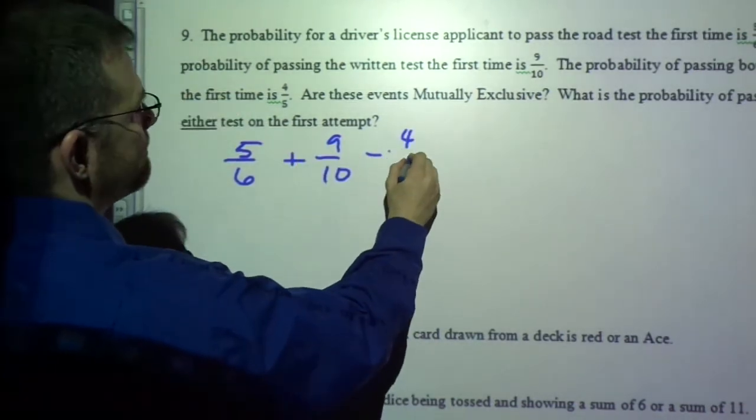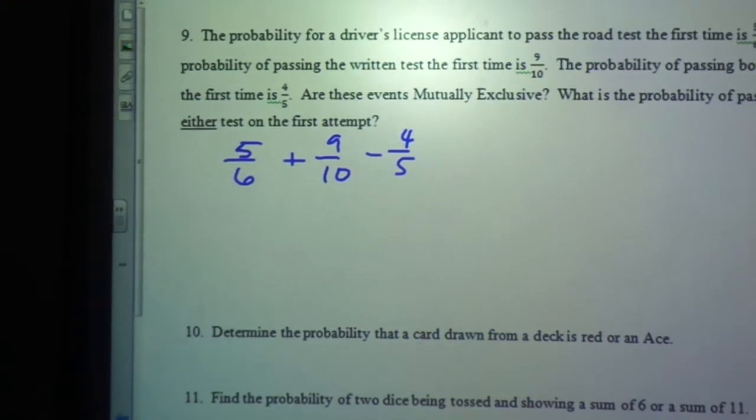Minus the overlap. We need a common denominator.